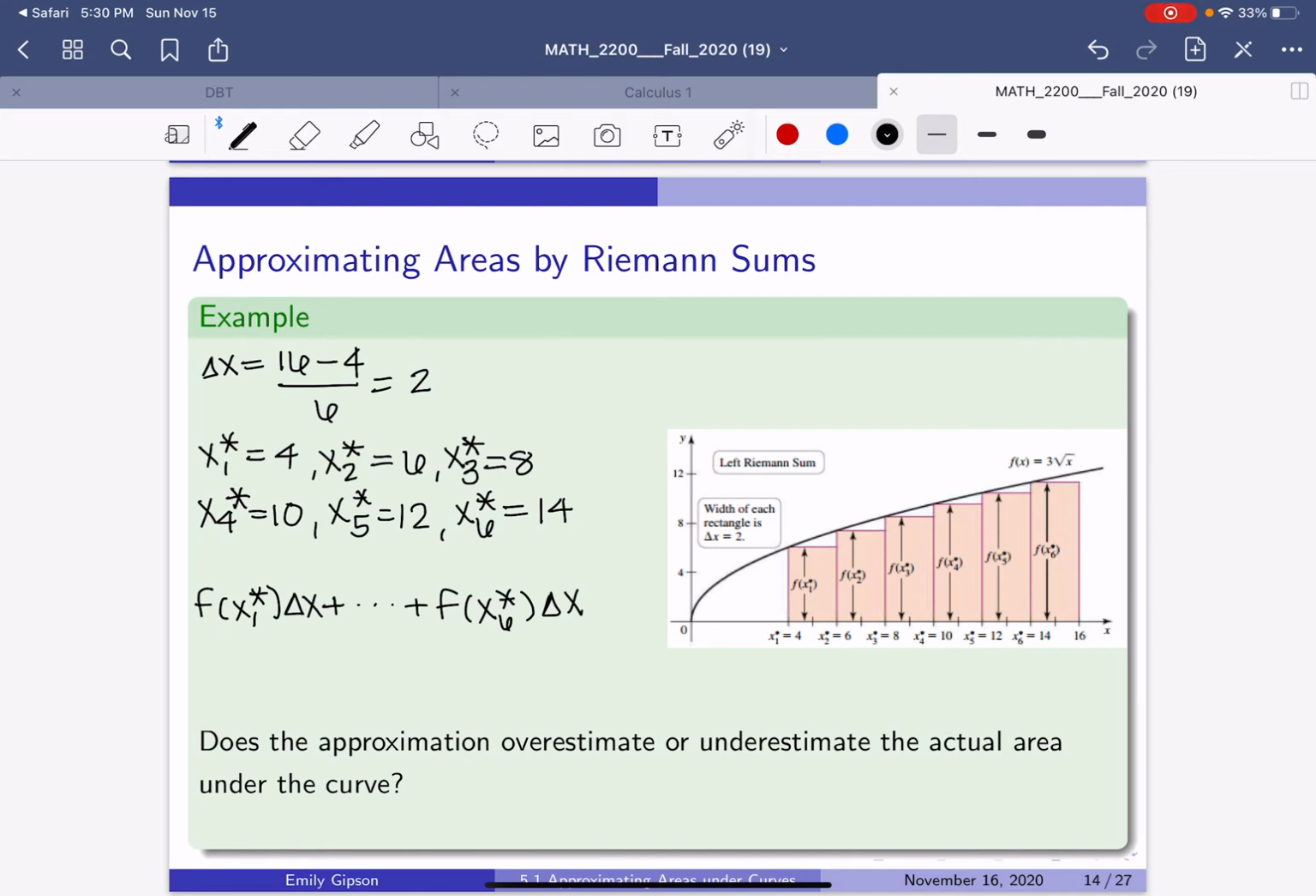So in longhand, I get 3 square root of 4 times 2 plus 3 square root of 6 times 2 plus 3 square root of 8 times 2 plus 3 square root of 10 times 2 plus 3 square root of 12 times 2 plus 3 square root of 14 times 2, and all of that equals about 105.